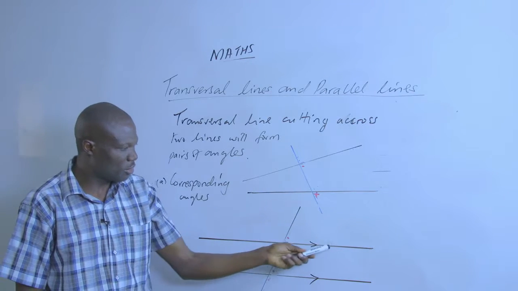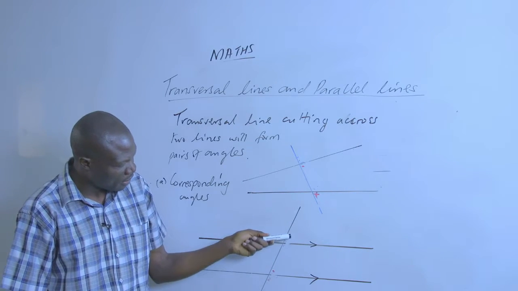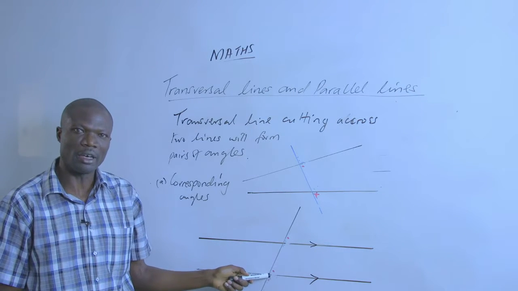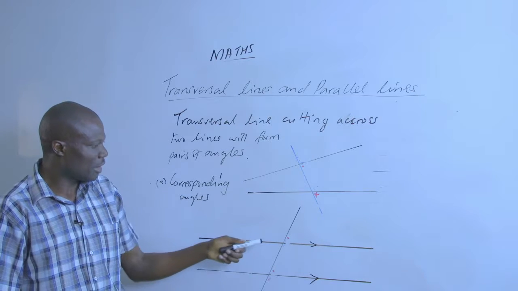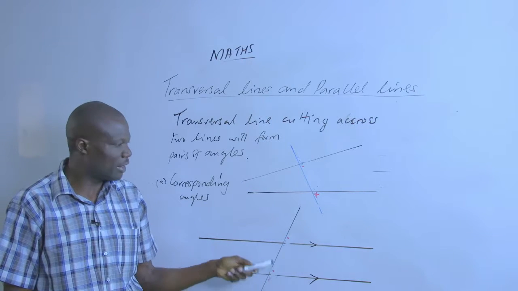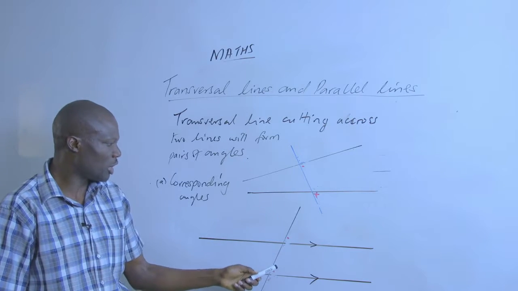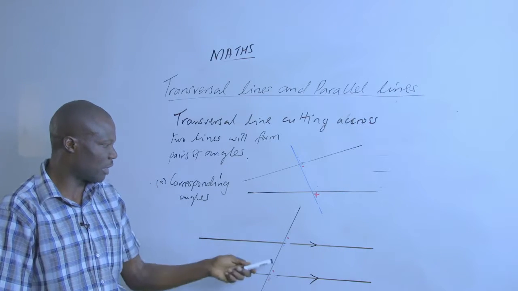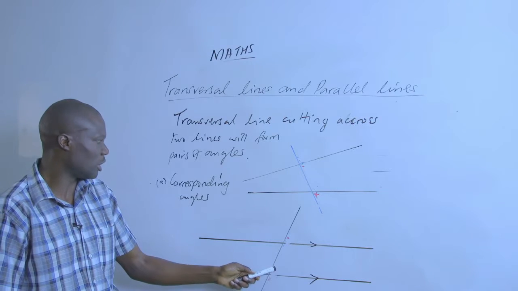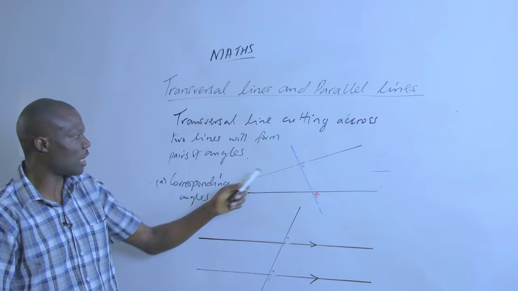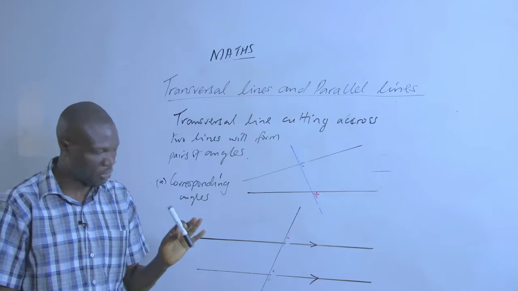For this one, the two lines are parallel and the two angles are corresponding. We have a dot and a dot, which simply means if the lines are parallel, then a transversal line forms two equal corresponding angles. This angle corresponds to this. This is simply to show the position of those angles which correspond.